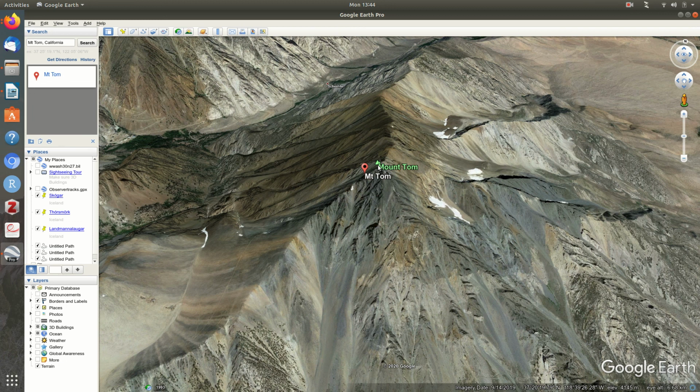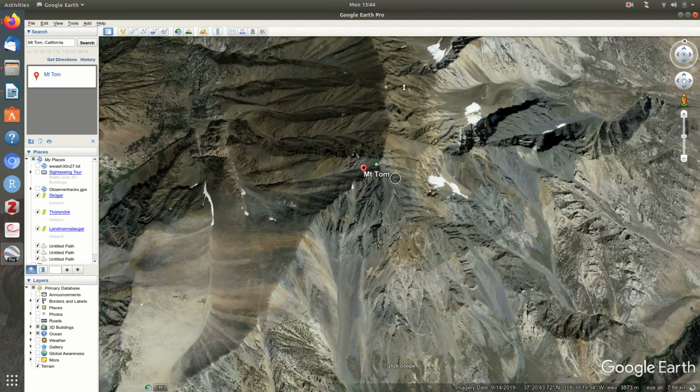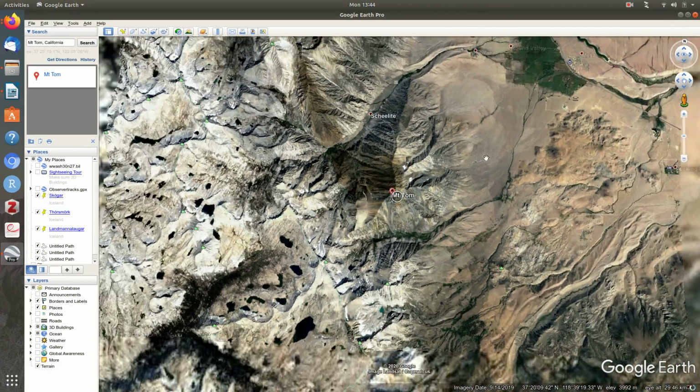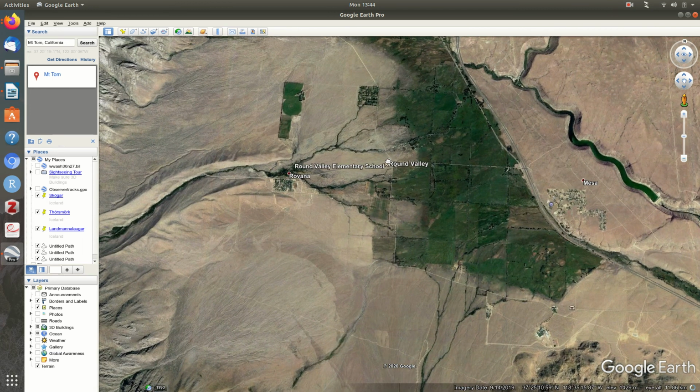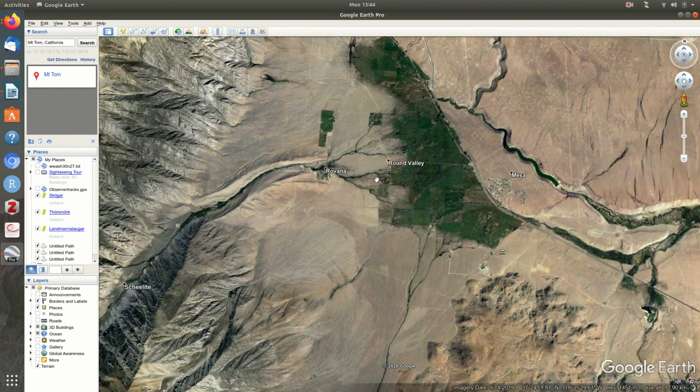Your Google Earth might tell you that in feet. Either one's okay. And then we're going to look at Round Valley to see the difference. Here's Round Valley. So we put our mouse over there, and this is 1,429. If I wrote those down, then I could just subtract them from each other to get the relief.